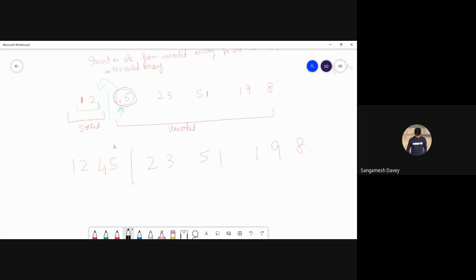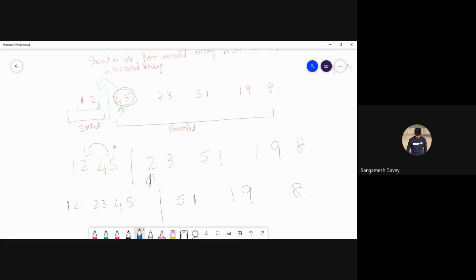What do I do next? Now my pointer is pointing here, at 23. So right now I'll compare 23 with the elements over here. Is 23 less than 45? Obviously. So I'll do one more jump. Is 23 less than 12? No. So you place 23 in between 12 and 45: 12, 23, 45. Now this becomes a sorted array, and then you have 51, 19, and then 8.